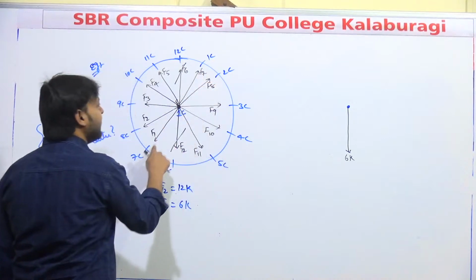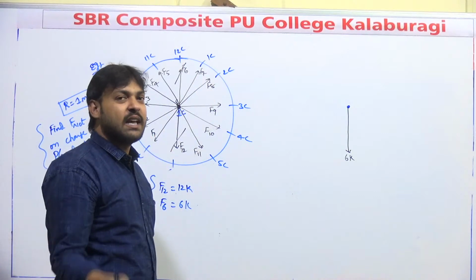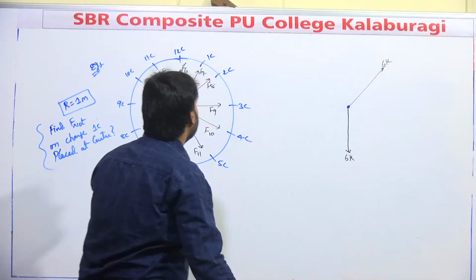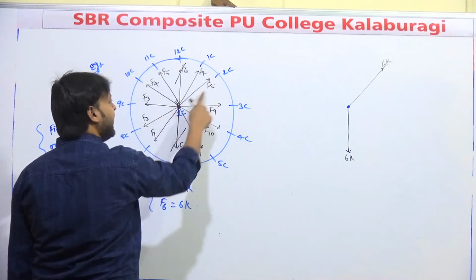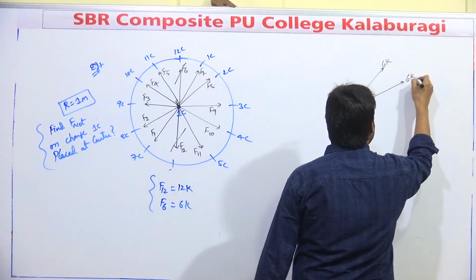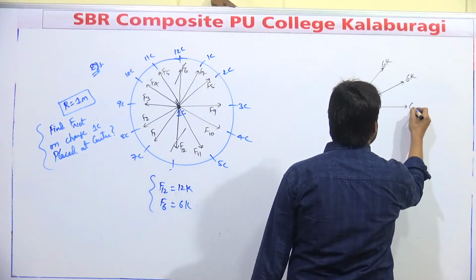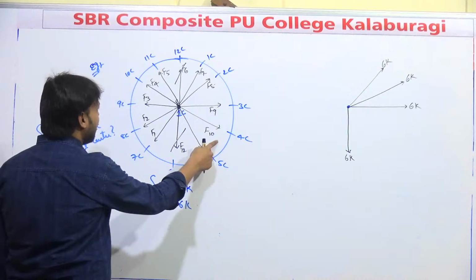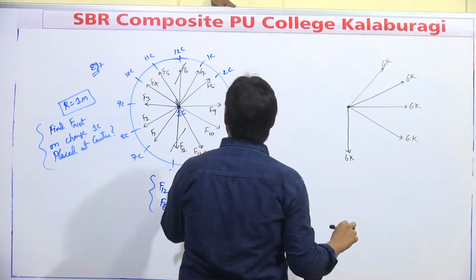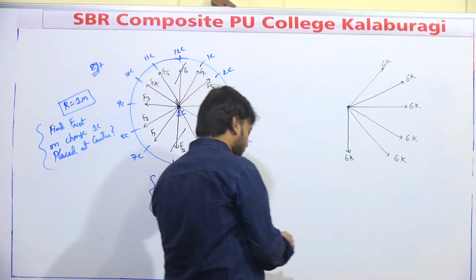Next, F7 and F1, opposite in direction. For F7, what is the magnitude? 7K. For F1, it is 1K. 7K minus 1K will be again 6K, in the direction of F7. Next F8 and F2: 8K and 2K. 8K minus 2K is 6K in the direction of F8. Next 9K and 3K, both opposite in direction, so 6K in the direction of F9. Next 10 and 4, 10 minus 4 is 6, again 6. Next 5 is there, again it is 6. So all the forces are the same or not? That's why I have written 6K. So all the forces are the same.